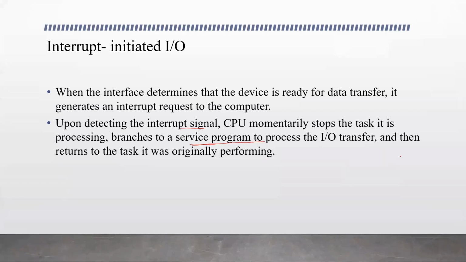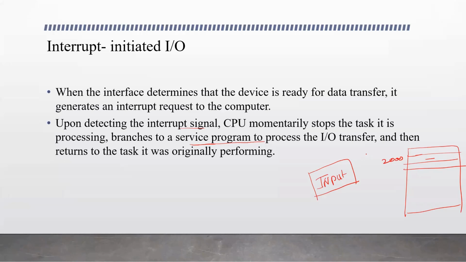So the CPU is working on a process. There is a program here that is stored in memory. Instruction by instruction, the CPU is executing. Let's say it is at address 2000. This is the current instruction. When the input device is ready, it sends the interrupt signal to the CPU while the CPU is executing the program.